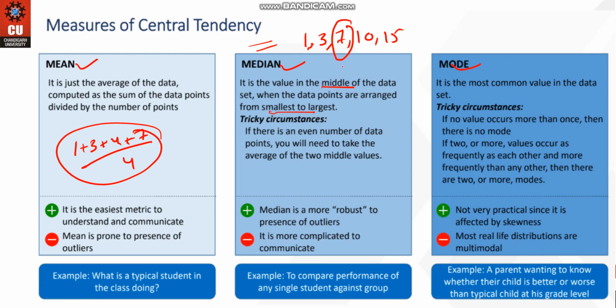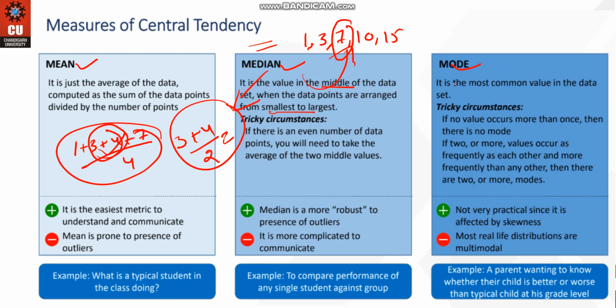Now, when we have an even number of data items, like in this case where we have the data set 1, 3, 4, 7, we take the two values from the middle, that is 3 and 4, and the median is (3 plus 4) divided by 2. So this is how we calculate the median, whether we have an odd or an even number of items.